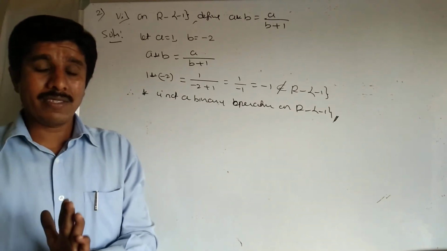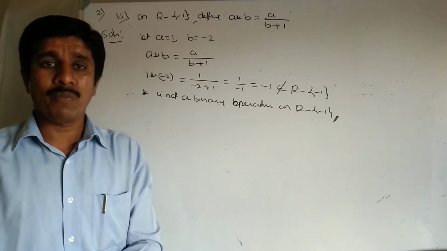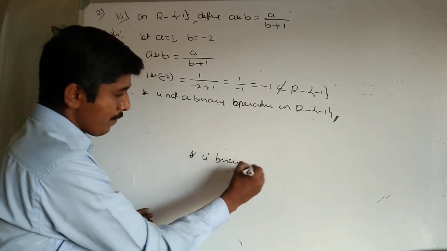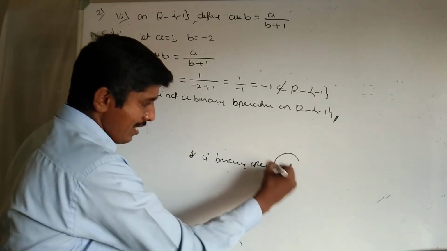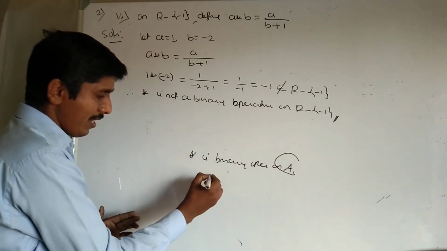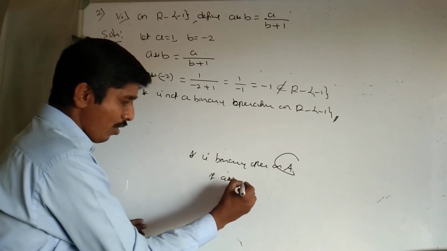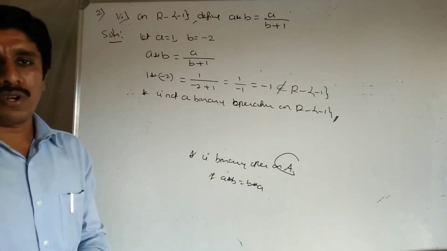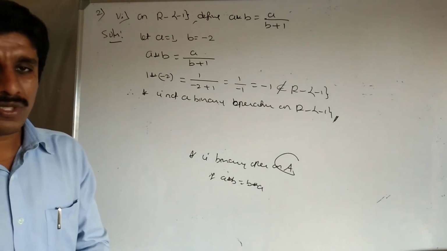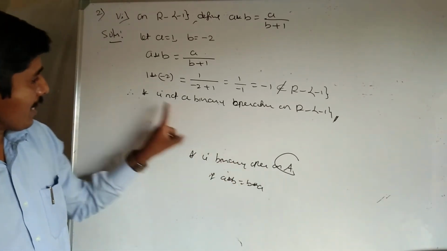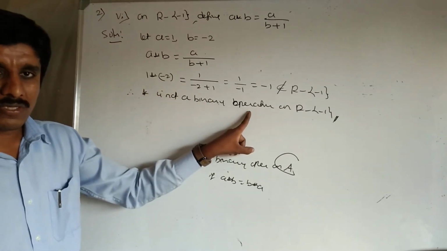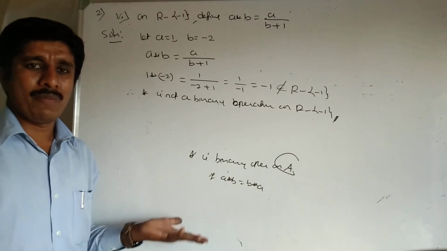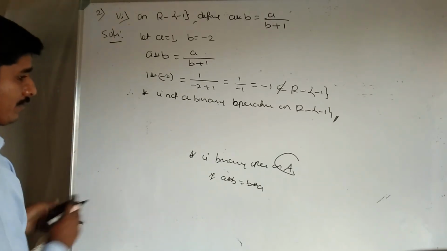When we define commutative and associative, first star must be a binary operation on set A. If A star B equal to B star A, then star is commutative. If A star B star C equal to A star B star C, then star is associative. If star is not a binary operation, there is no need to verify. Don't verify commutative and associative analysis.